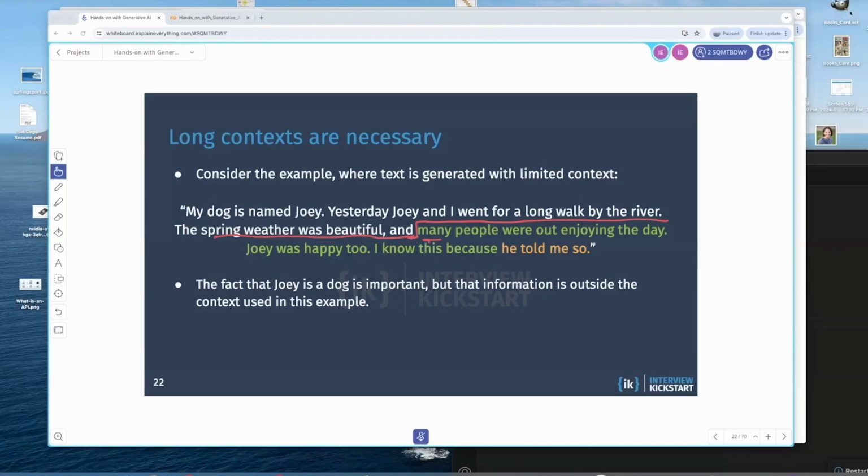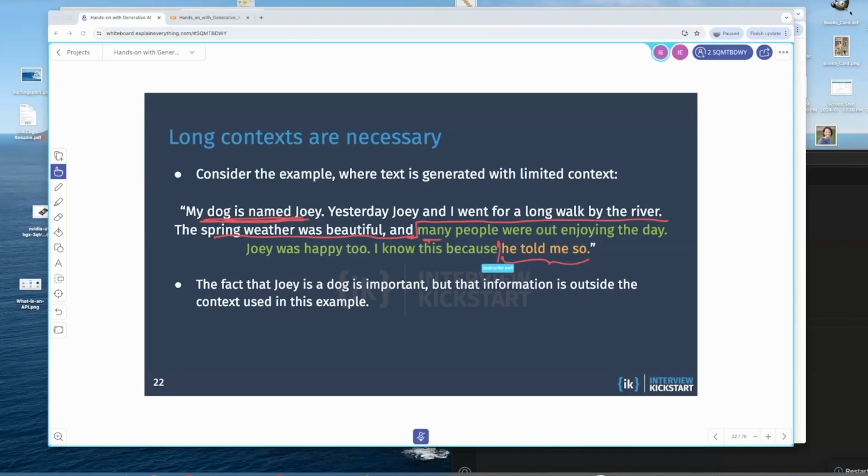So I had: many people were out enjoying the day. Joey was happy too. I know this because, well, maybe a perfectly reasonable thing for your model to say is: because he told me so. Many people, Joey was happy, I know this because he told me so. But hold on, Joey's a dog, right? I would have to go deeper back into my context, all the way to the very beginning, to see this sentence, my dog is named Joey.